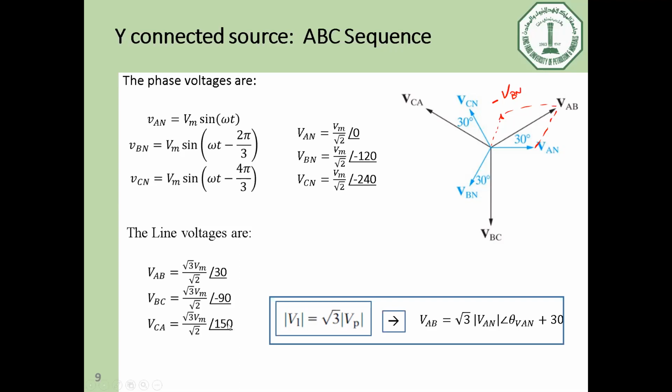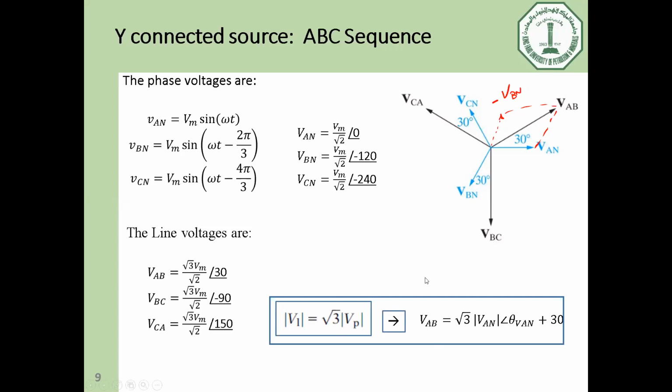So generally, if you would like to get V line from V phase as a magnitude, you have to multiply by square root of 3. And as a vector, VAB equals square root of 3 multiplied by VAN and add 30 degrees to the angle of VAN. Okay?